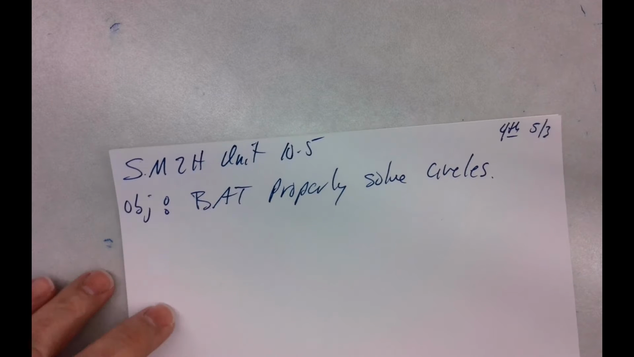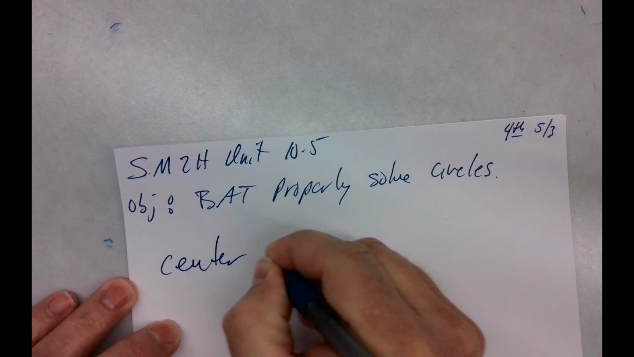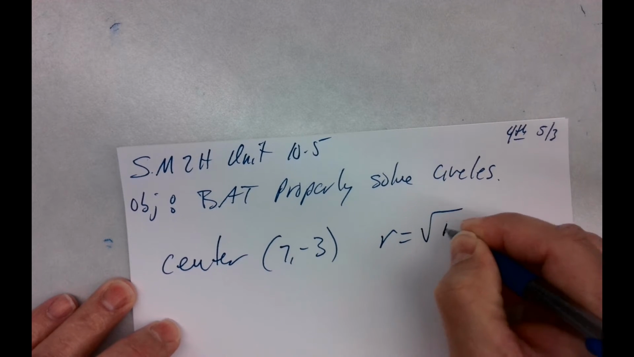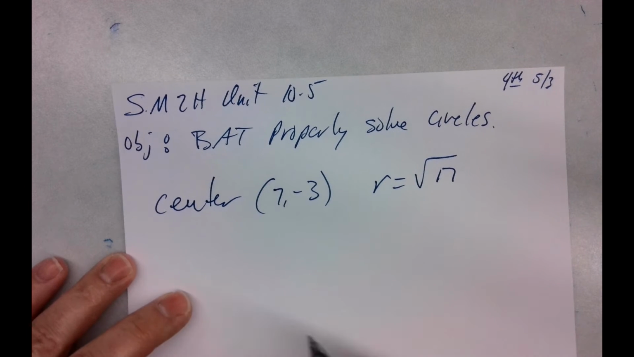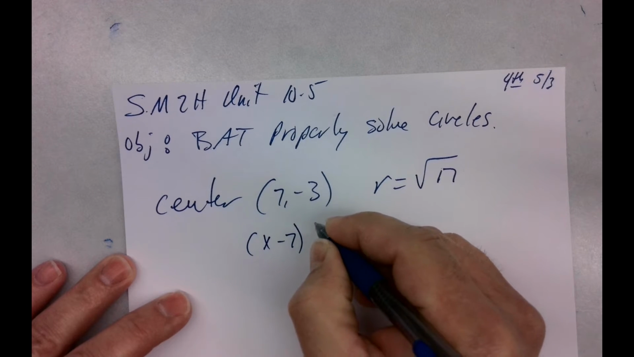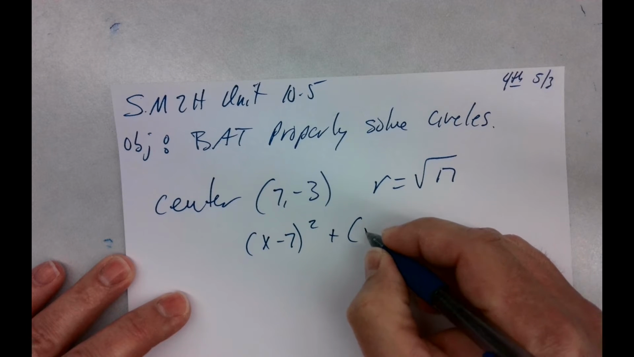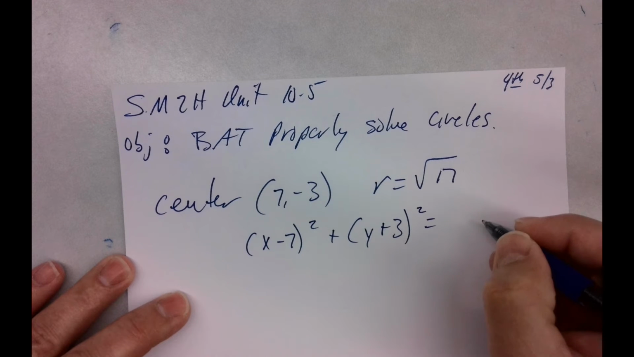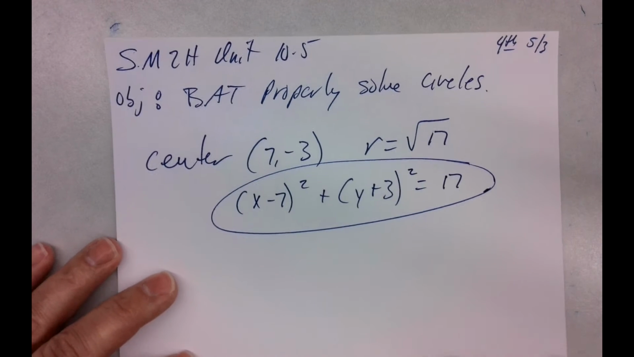Now, again, if I were to tell you that I had a circle with center at (7, -3) and an r of the square root of 17, could you write the equation for that? What would it be? (x - 7) squared plus (y + 3) squared equals 17. Those of you doing all the talking, I think can do that.